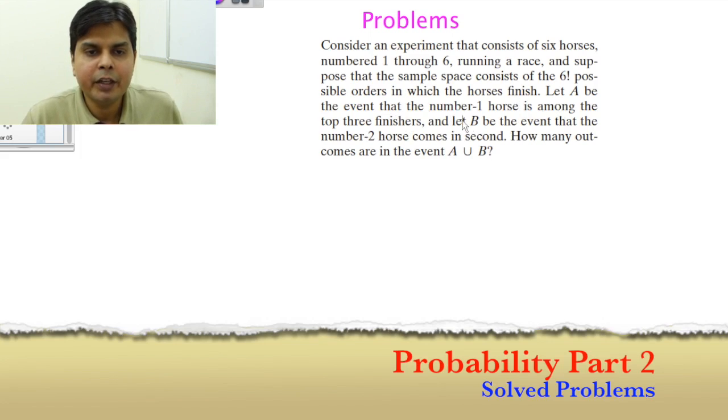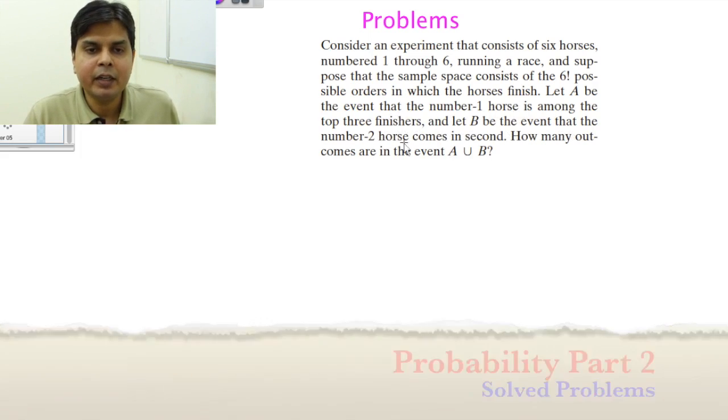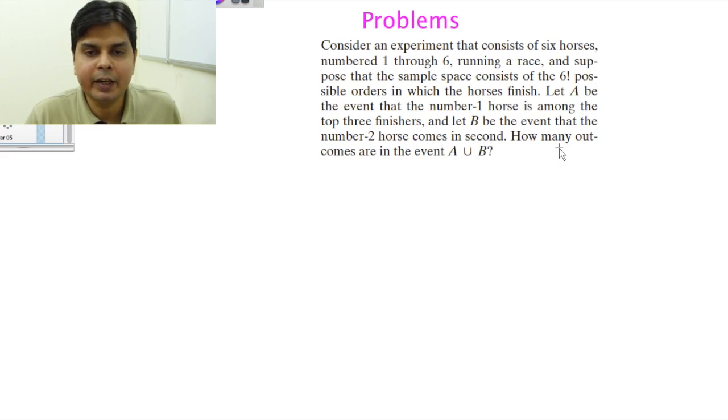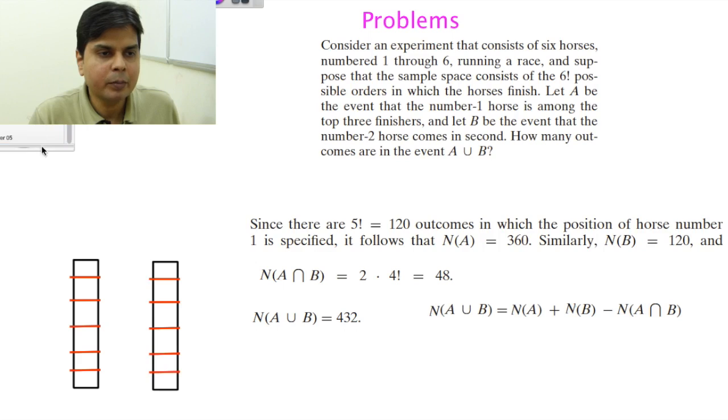Let A be the event that the number 1 horse is among the top 3 finishers, and let B be the event that number 2 horse comes in second. How many outcomes are in the event A union B? So what I am doing is, suppose these are your outcomes.